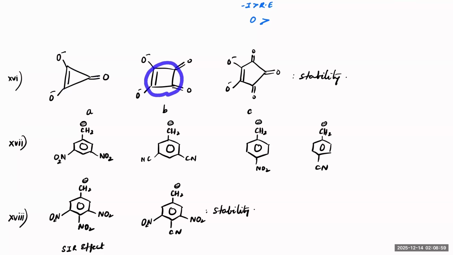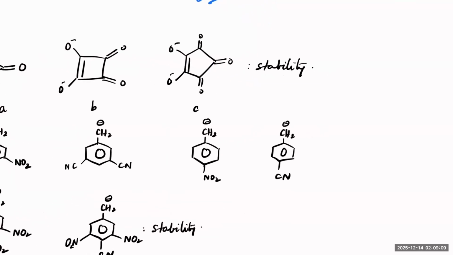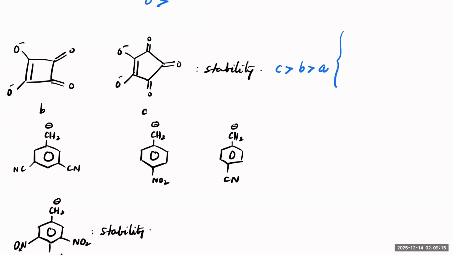Naturally, this is also aromatic. This is also aromatic. So all three are aromatic, but here the resonance is more because the pi bond will keep moving across 5 different positions. So therefore, what should be the stability? C is greater than B is greater than A. This is based on the most number of aromatic resonating structures.